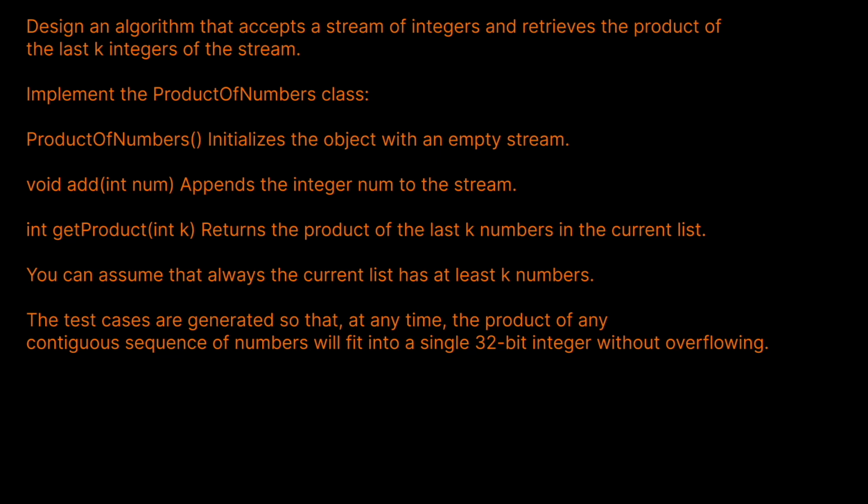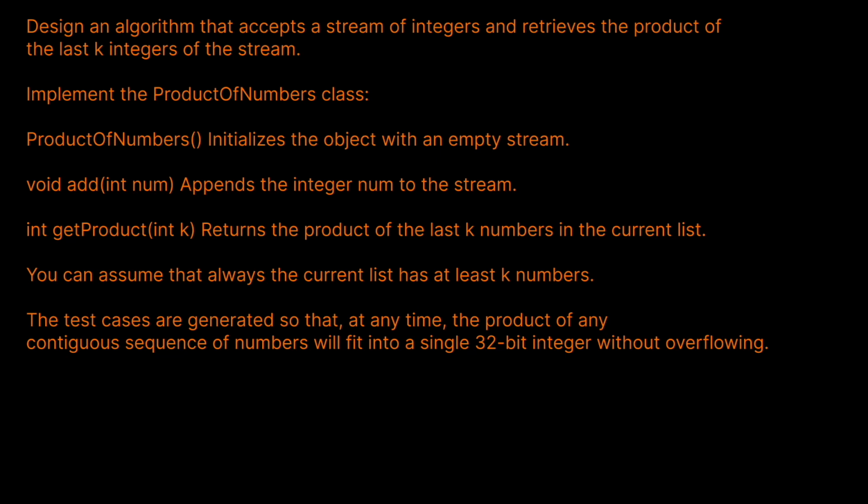Alright, let's read it. Design an algorithm that accepts a stream of integers and retrieves the product of the last k integers of the stream. Implement the ProductOfNumbers class, which will be initialized with an empty stream. It's going to have a method called add, which is going to take an integer number and append that number to the stream. You're also going to have a getProduct method, which is going to be passed an integer k, which is going to return the product of the last k numbers in the current list.